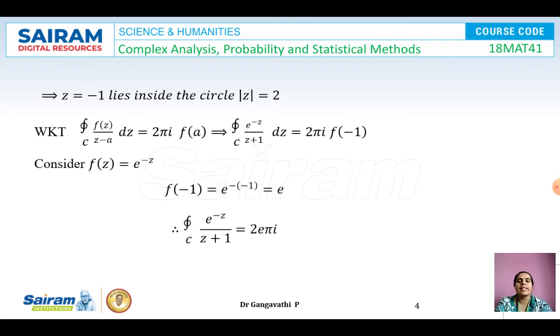How do we evaluate it? We know that f of z is equal to e to the power of minus z. Let us replace z with a, which is equal to minus 1 in this particular problem.